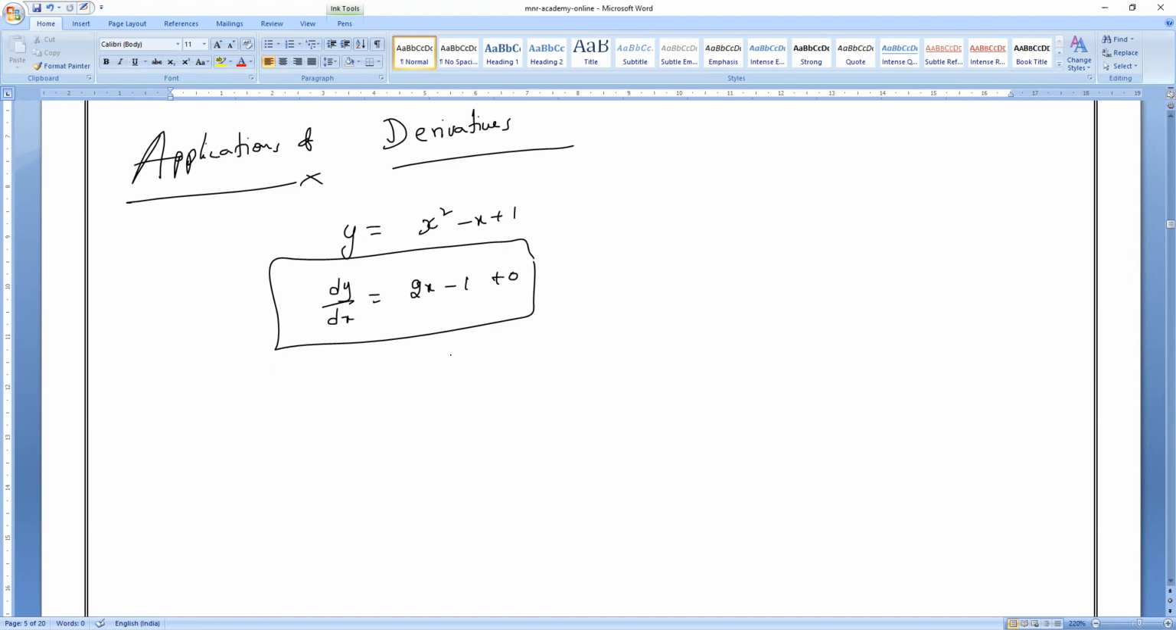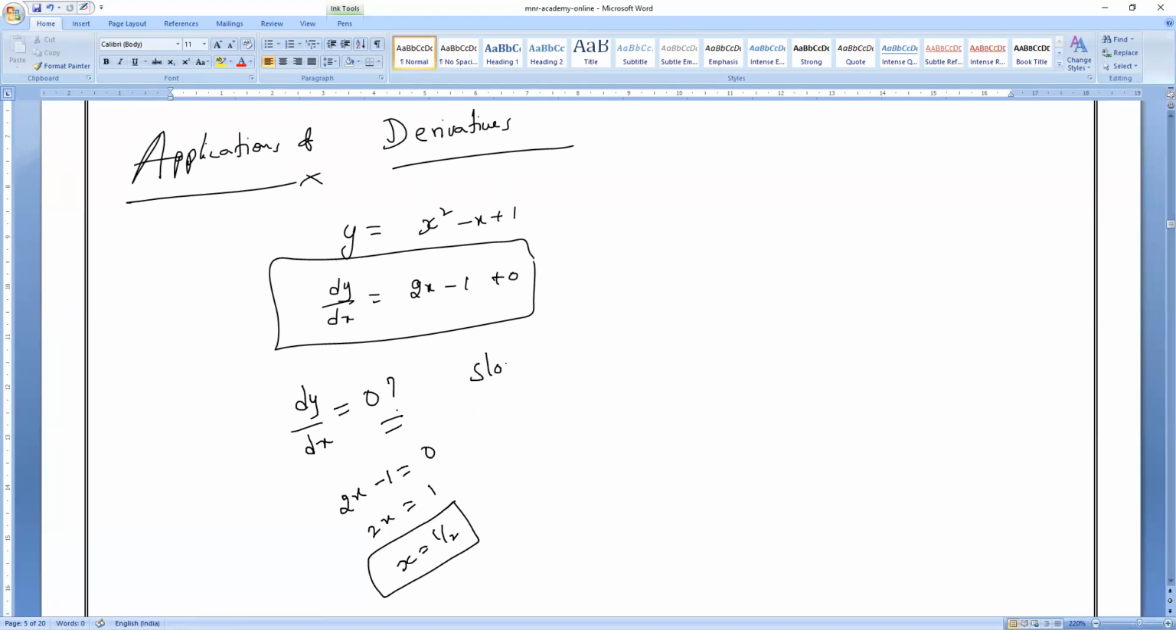Suppose, for example, let me consider dy by dx is equal to 0. Can you tell me when it will be possible? dy by dx is equal to 0, so 2x minus 1 is equal to 0. So 2x is equal to 1. The x value is equal to how much? X value is equal to 1 by 2.